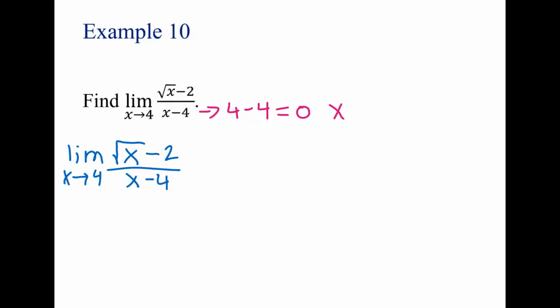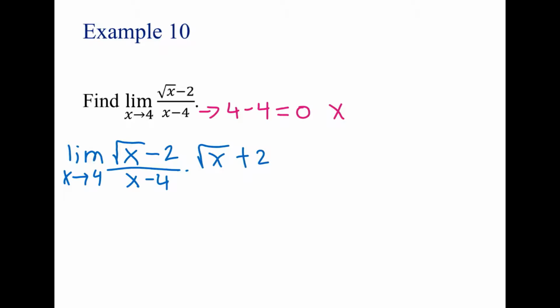When we rationalize the numerator or the denominator, we need to multiply by the same expression that has the square root, except you need to switch the sign in the middle. So instead of using a minus, we're going to use a plus. So we will multiply the top by the square root of x plus 2.